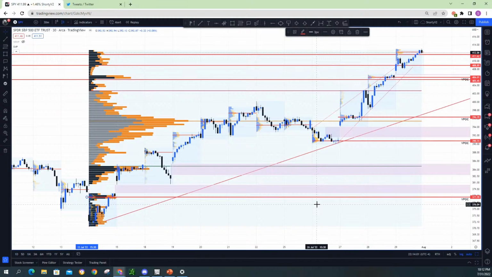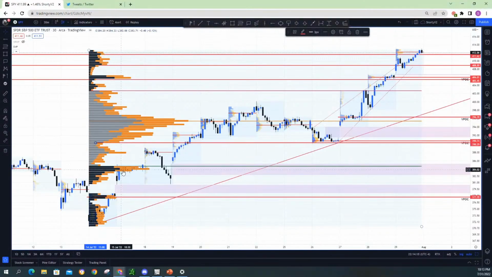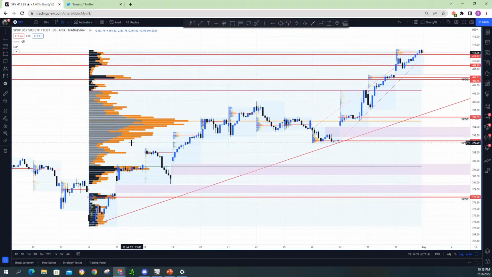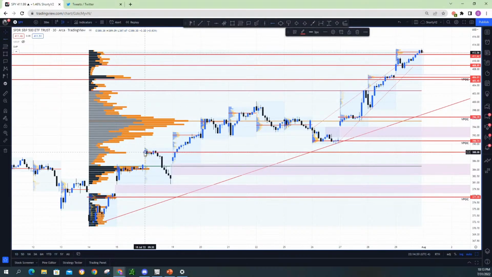I'm surprised they held this level here. Really, really shocked. Look at this level here, they held that skinny belly for dear life. I was waiting for that to break to hit that POC at 387. They held it for dear life. It just never happened. And then we gapped up.